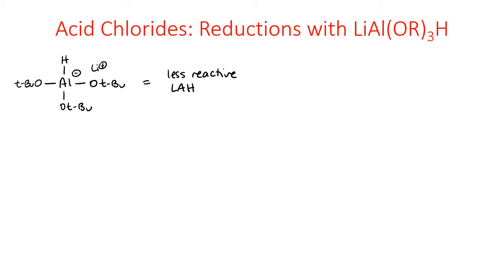So taking a look at this mechanism, we have our acid chloride, we have our modified LAH, and we will have the aluminum get rid of the hydrogen as well as its electrons and attack the carbonyl carbon. The reason it's going to get rid of the hydrogen and not any of the OR groups or the tert-butoxy groups is because the tert-butoxy groups are too bulky to act as nucleophiles. So they are going to stay put on the aluminum atom.